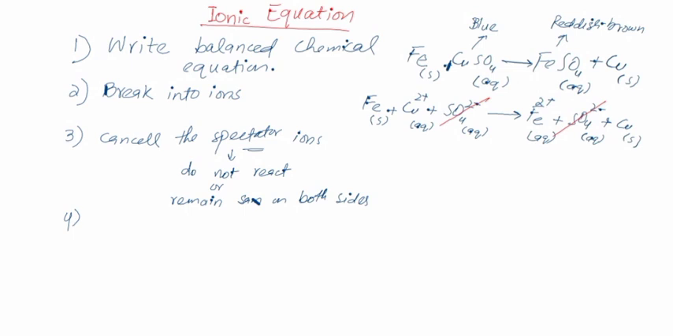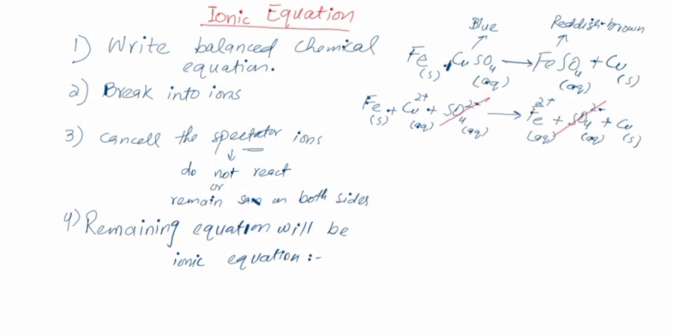The fourth step is to write the remaining equation. The remaining equation will be the ionic equation. After cancelling the spectator ions on both sides, the remaining equation will be the ionic equation. This is the last and the fourth step.